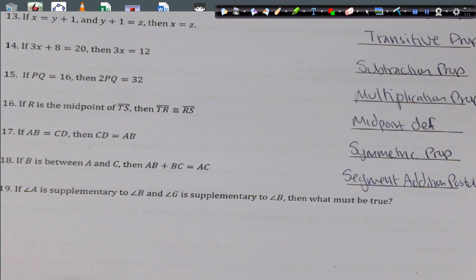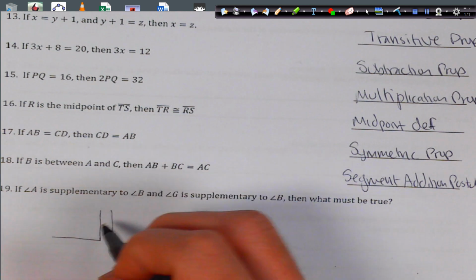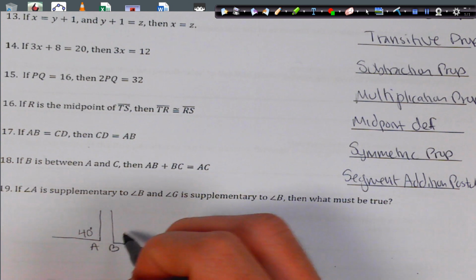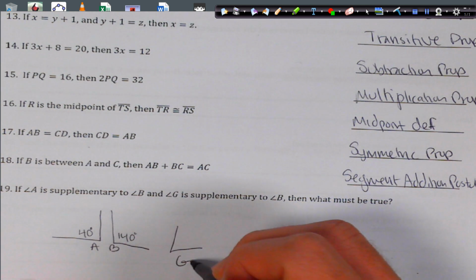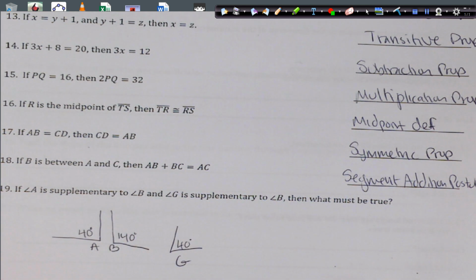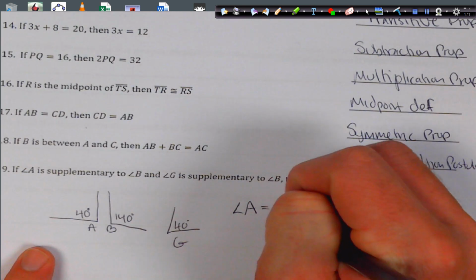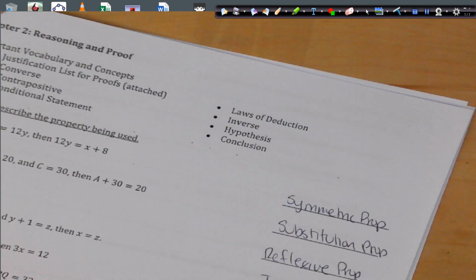Okay. If A is supplementary to B and G is supplementary to B, what must be true? Well, let's just draw a little picture. A and B are supplementary. So I like making up numbers. If that's 40, then this would be 140, correct? And G is supplementary to B, so G would have to be 40 degrees to be supplementary. So what must be true? Well, A and G would have to be the same value. So angle A would have to equal angle G by virtue of our example. So it's a good idea to use some numbers in there.